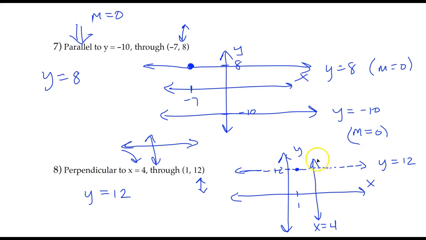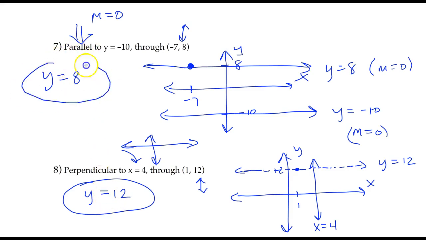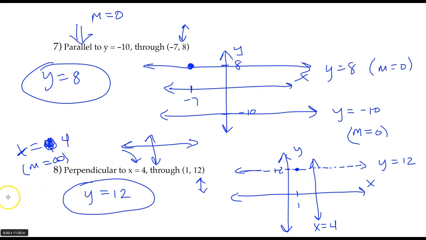And so you can see why for this line being perpendicular, it's y equals 12. For this one, for it to be parallel, it's y equals 8. And also, just to make sure that we're clear here, we know that for x equals 4, the slope of that line is going to be undefined or infinite. Okay, I messed that up. For the slope of y equals 12, we know that since it's horizontal, the slope of that's going to be 0.